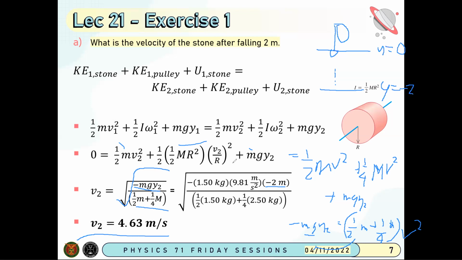So, question. Why is the velocity we used for the cylinder the same as the velocity of the stone?